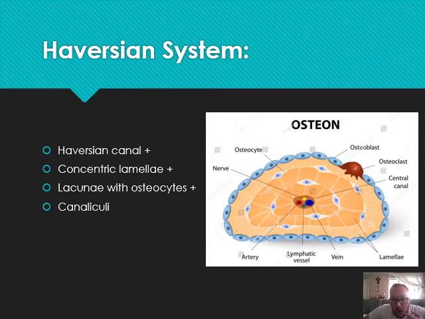And then we have osteoclasts. In case something goes wrong with the bone, they can start to break apart some of it. Then we have the lacunae with their osteocytes. You can see those pale blue layers on the inside. And then finally we have the canaliculi.